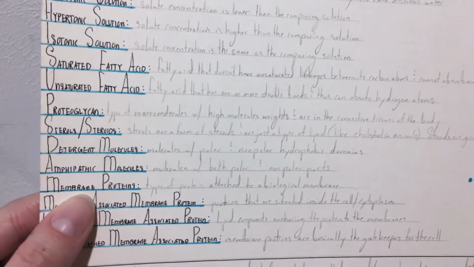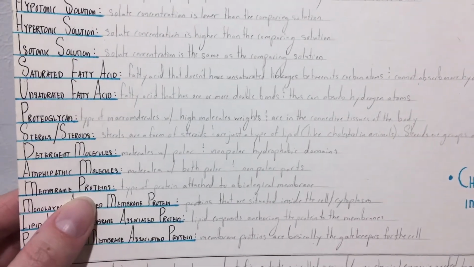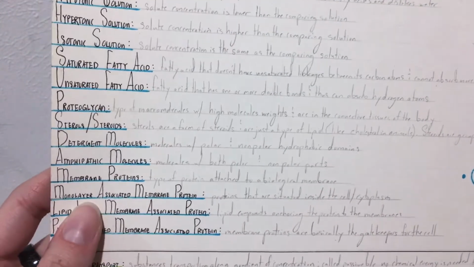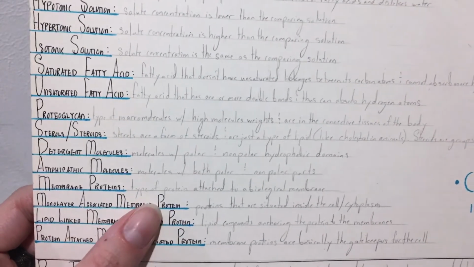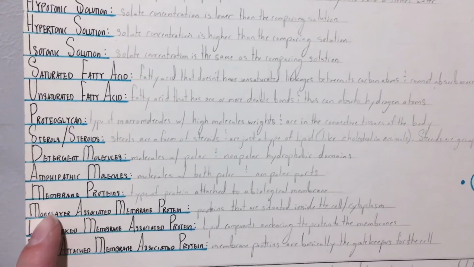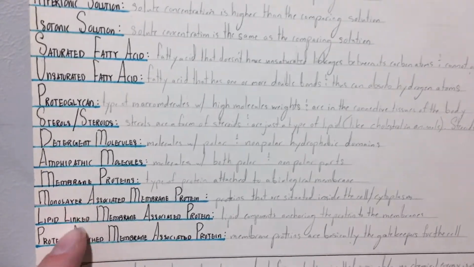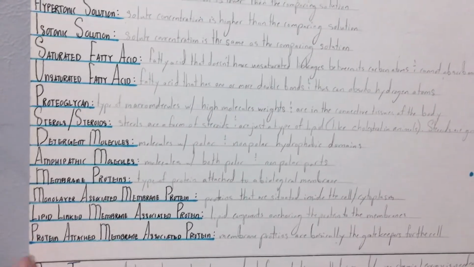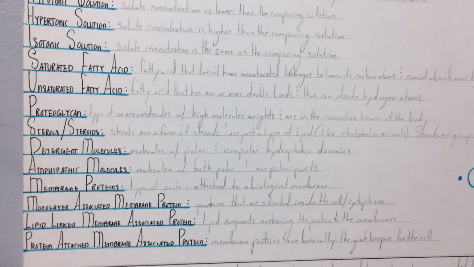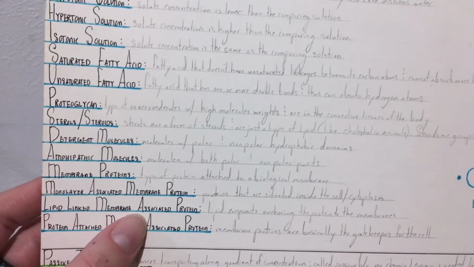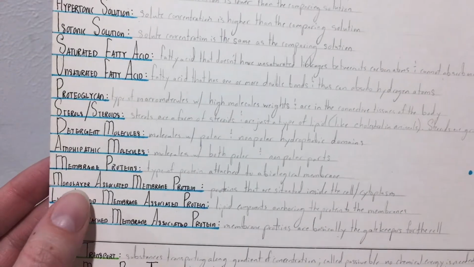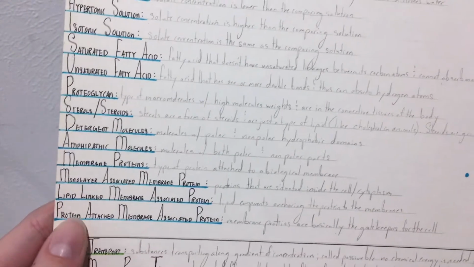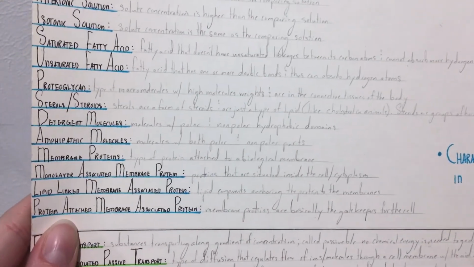necessarily domain. Membrane proteins are a type of protein that is attached to a biological membrane, as we can tell. There's just a protein attached to the membrane. And then monolayer associated membrane protein is just that proteins that are situated inside the cell, the cytoplasm. Lipid-linked membrane-associated proteins are that lipid components anchor the protein to the membrane. So this is just saying that lipids are able to anchor the proteins into the membrane.